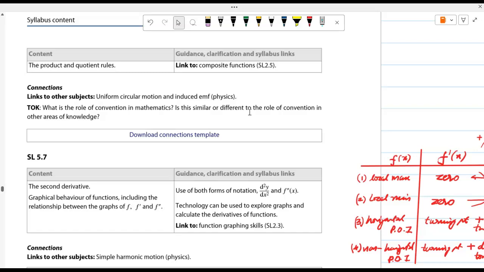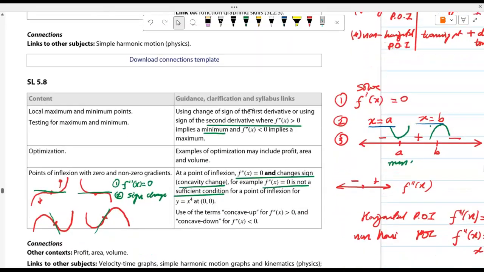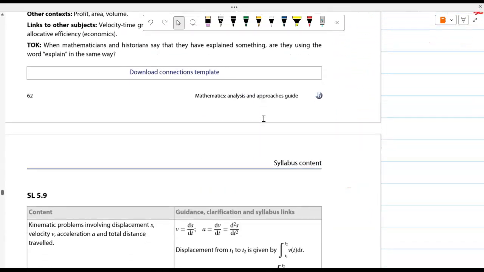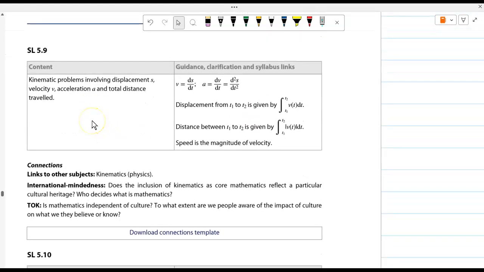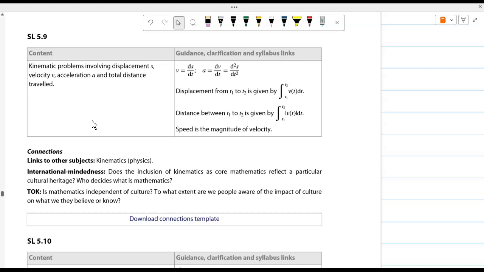Derivatives we have done in the earlier video. We have done all this. I'm looking at integration in this video. Kinematics. Now in kinematics, you need to remember one thing. You have your displacement, you have your velocity, and you have the acceleration.